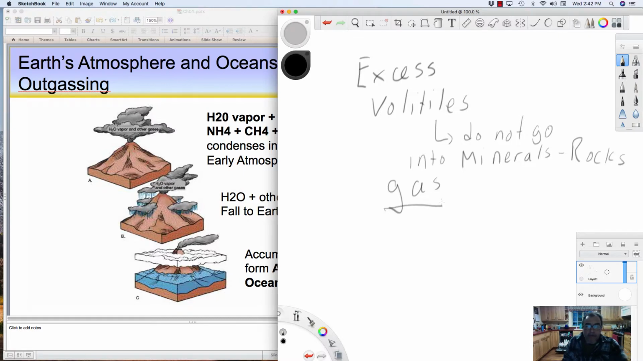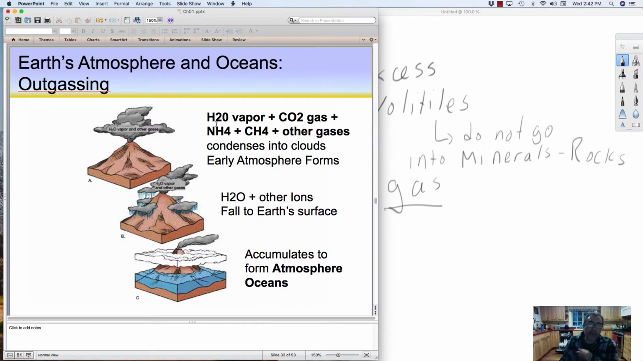And so if you go back to the PowerPoint, you can see that volcanoes primarily outgas water vapor, carbon dioxide, and ammonia gas. So NH4 is ammonia and CH4 is methane. Plus other gases like that sulfur gas, hydrogen sulfide, that rotten egg smelling gas, right? And then we see water vapor condense. When the planet gets cool enough, it starts precipitating to fill the ocean basins.